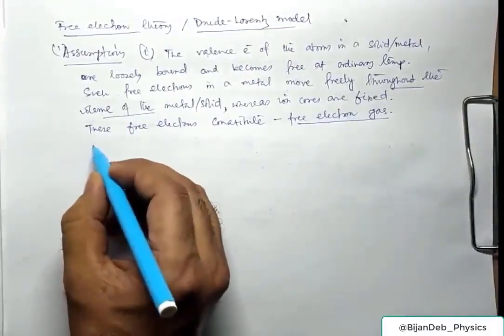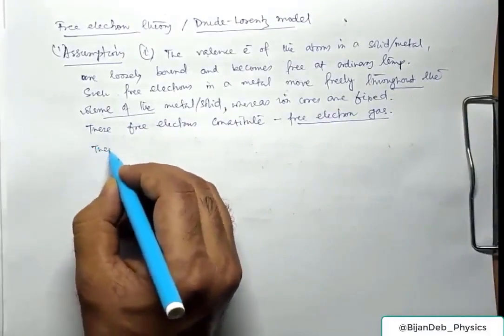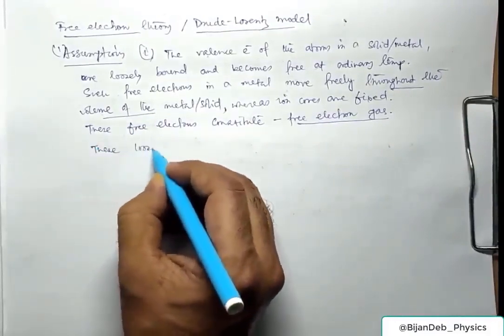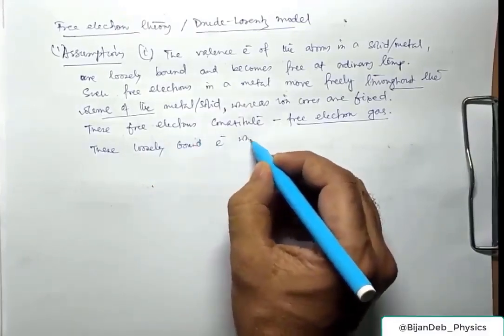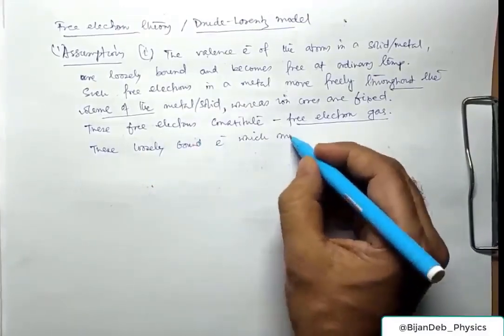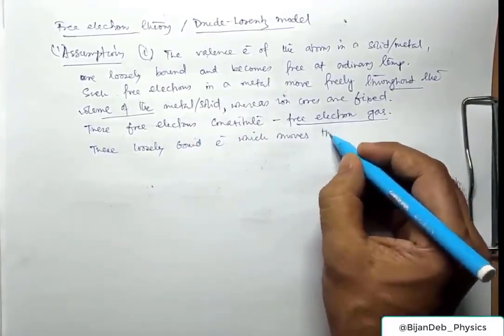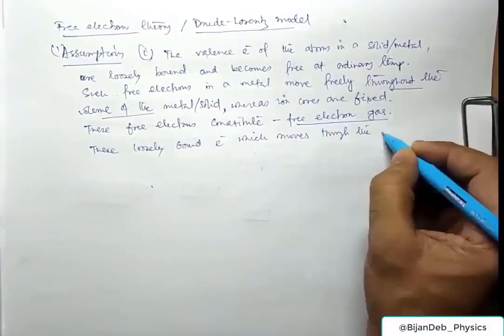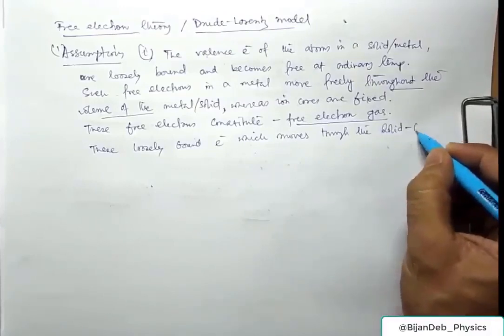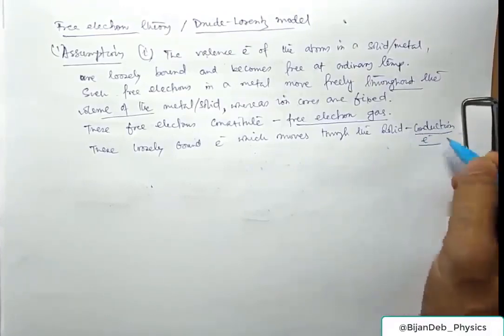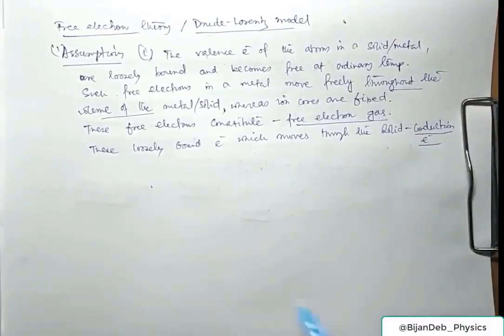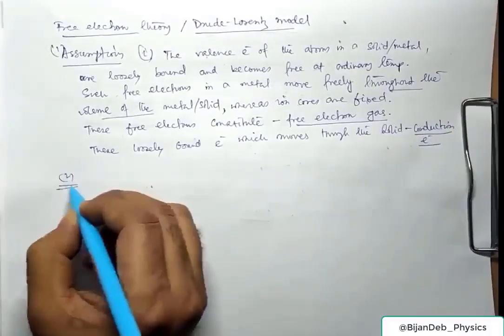Okay, and this loosely bound electron which moves through the solid is called a conduction electron. Conduction electron means which conducts electricity. Okay, this is one of the assumptions.